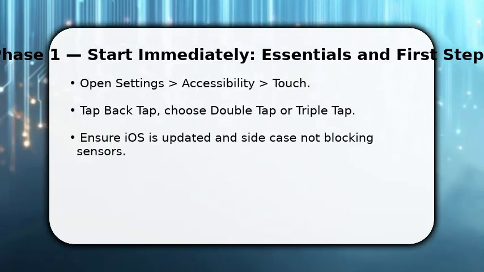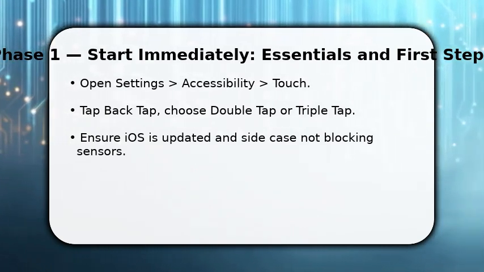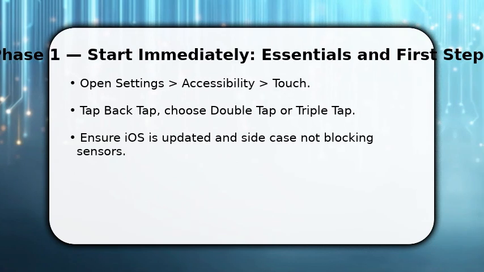You start by enabling back tap in Settings, open Accessibility, then Touch. Choose double tap or triple tap as your trigger. Pick the one you'll use most.